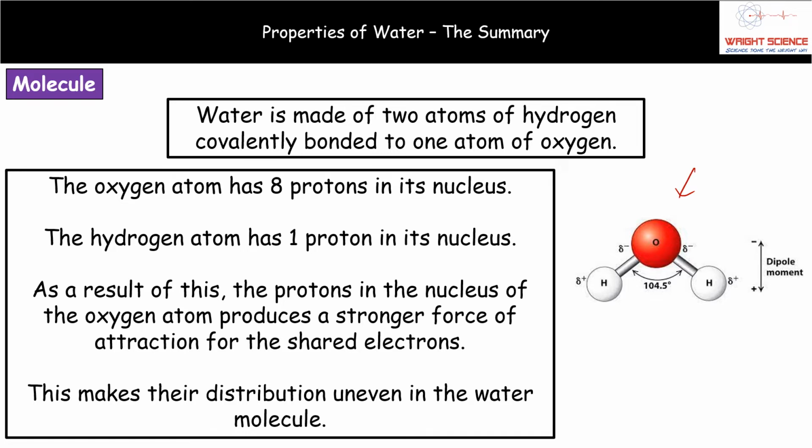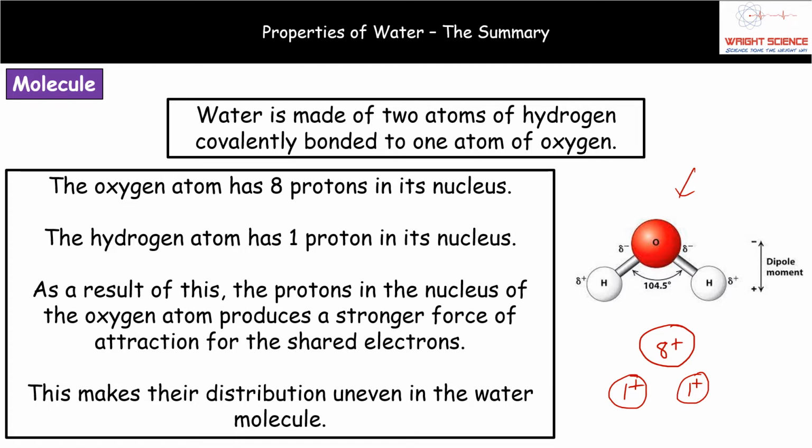Hopefully we remember from our GCSE chemistry that protons have a positive charge. So to all intents and purposes, what we're doing is we're saying we have 8 positive charges up here, but only a single positive charge in each of the hydrogens. So what we have is a much larger positive charge in the oxygen than we do in either of the hydrogens. Hopefully we remember electrons have a negative charge and opposites attract.